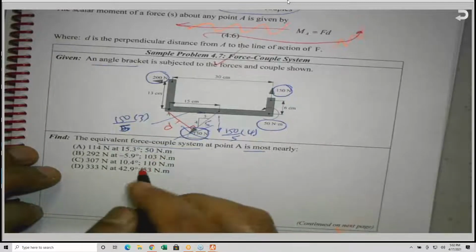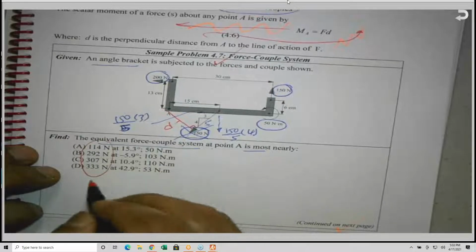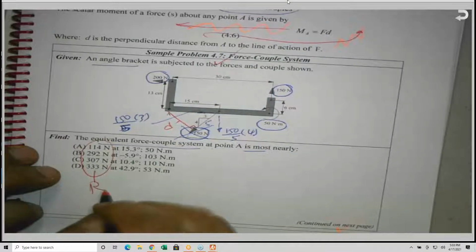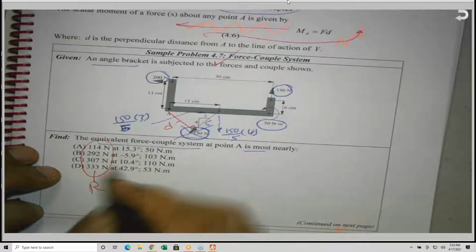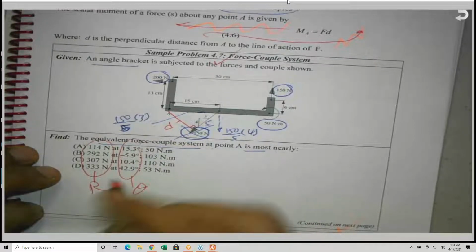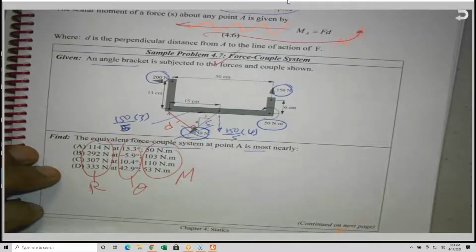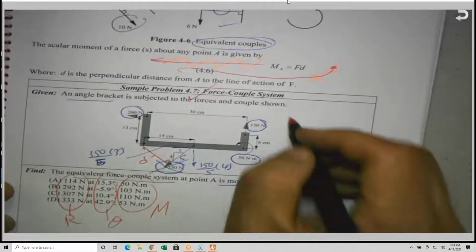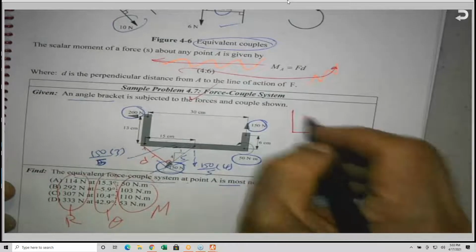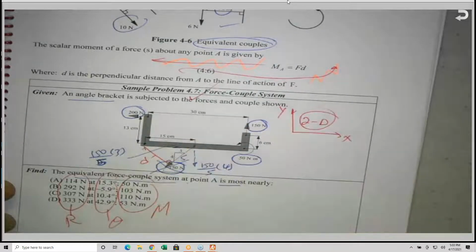As you can see here, the first number is the resultant, R, and this is the direction of the resultant, which is angle theta, and we have the moment, M. As you can see, this is an easy one, because this is X and Y, so this is a 2D system. So if you flip the page, you will find all this.